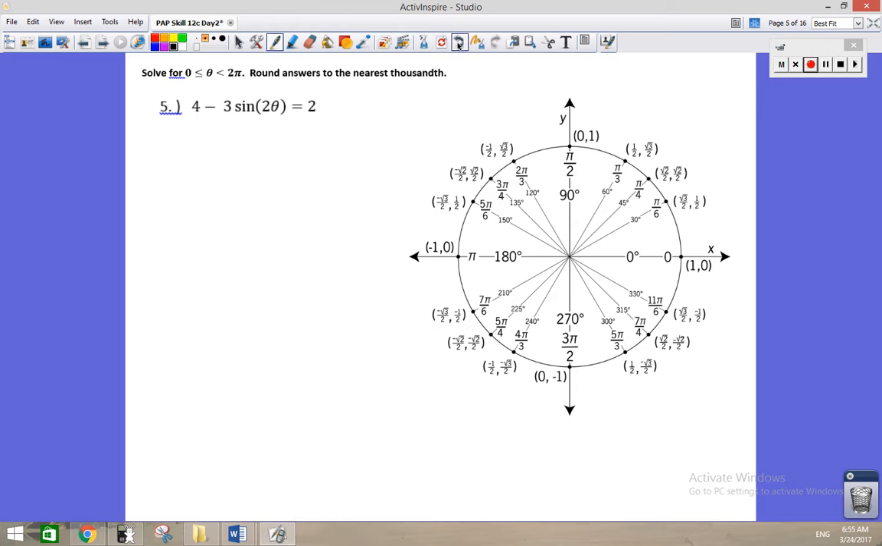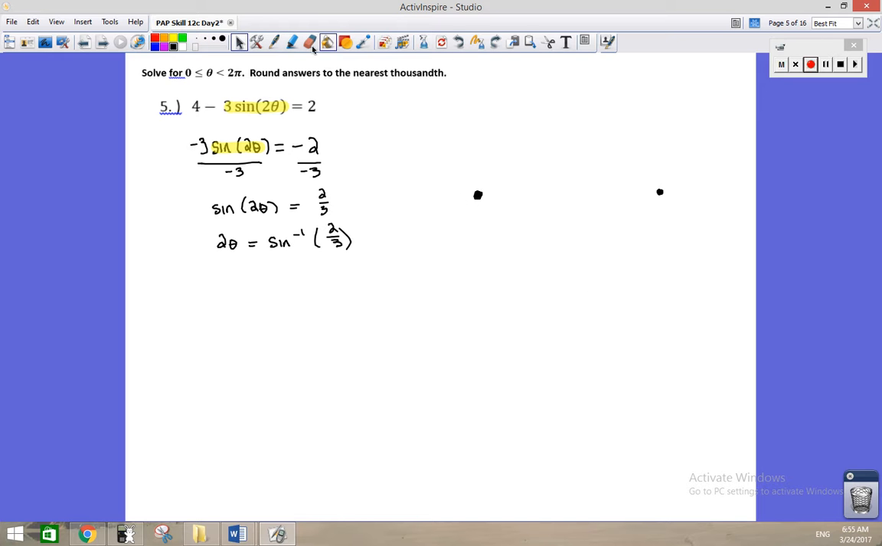Oftentimes you'll see me not go to the unit circle, but just simply sketch a circle, just to visualize what quadrant my angle is in. So I know that with this being positive, there's a point in quadrant 1 that has a y coordinate of 2/3 on this circle, and there's also a point over here in quadrant 2. So I need to find these two angles, and I can't use my unit circle because it didn't have those values, so I'm going to have to use a calculator.